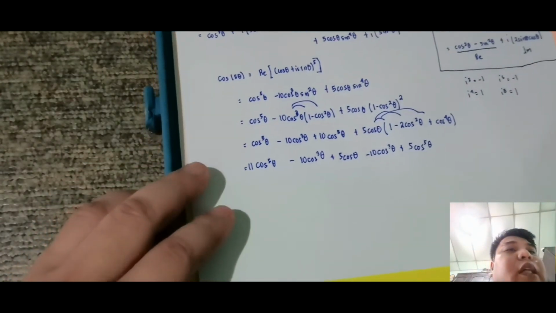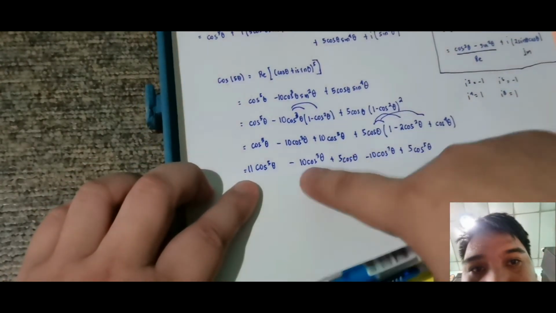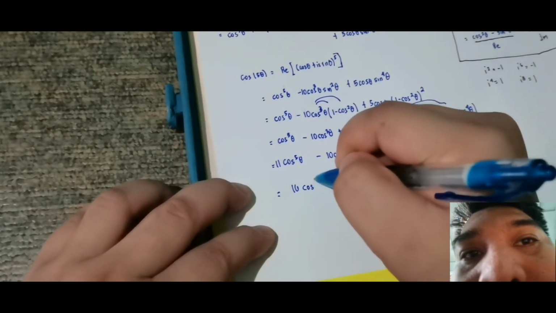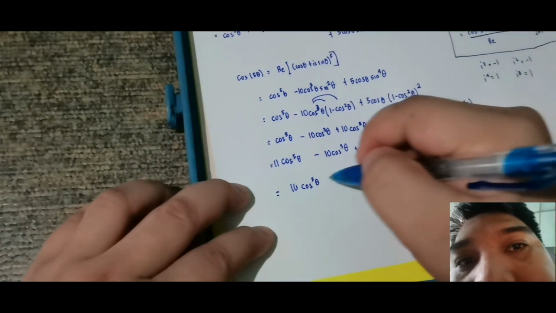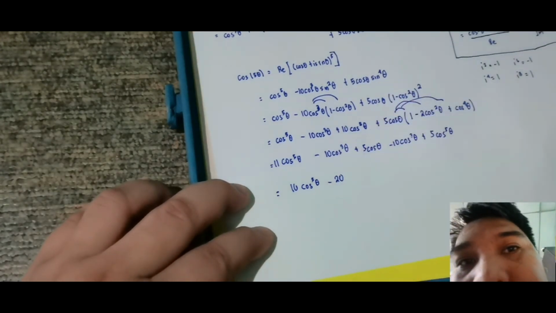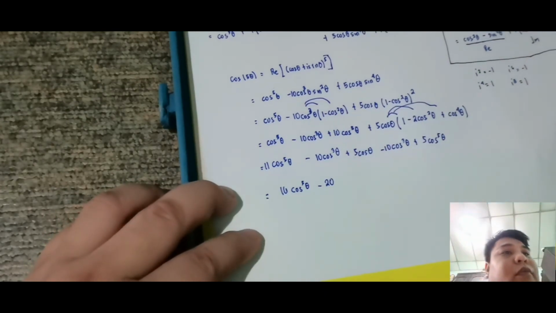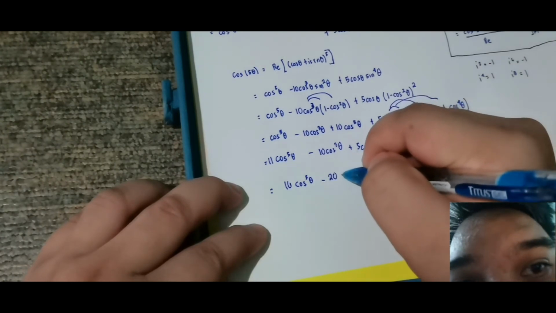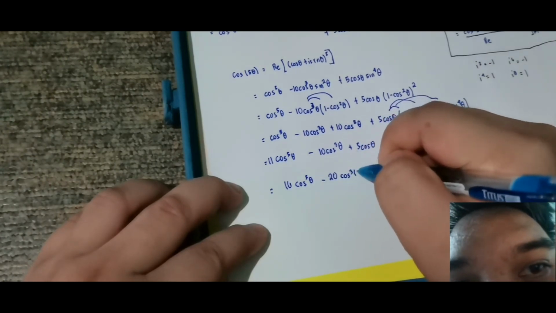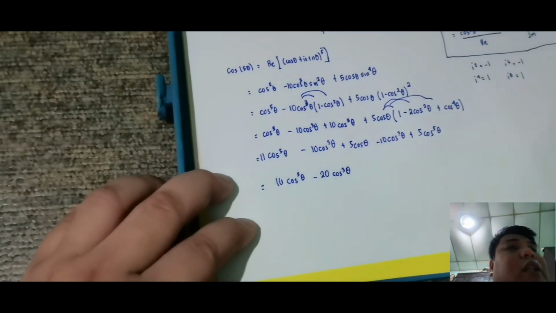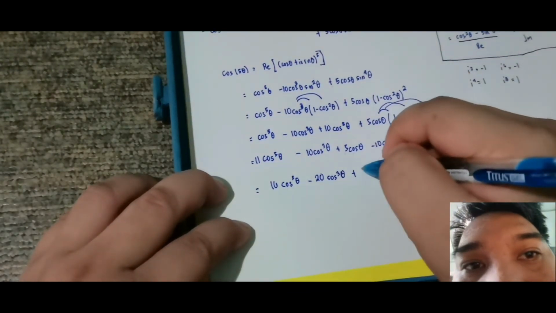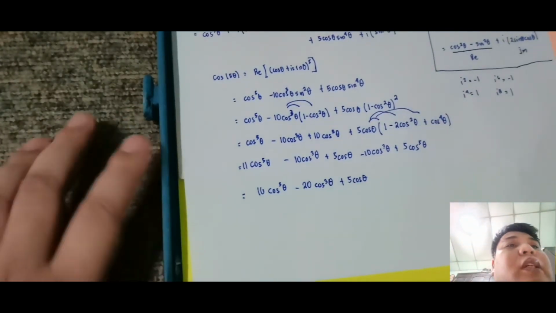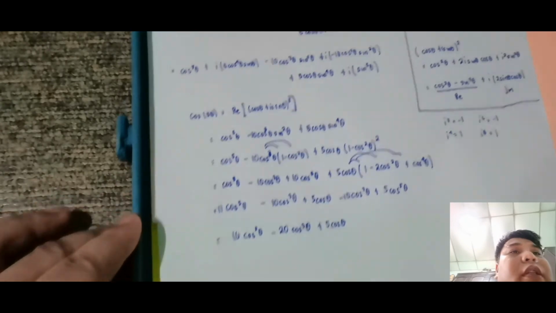Okay, so add natin yung mga like terms. So ito yung mga like terms. Therefore, this is equivalent sa 16 cosine raised to 5 theta, minus 20. Tama ba? Minus 20. Tama, so that is minus 20 cosine cube theta, then plus 5 cosine theta.